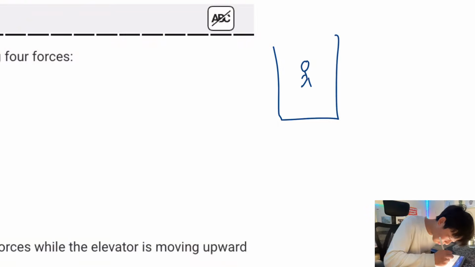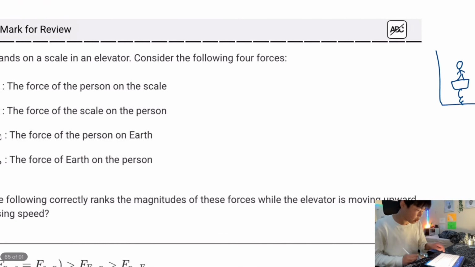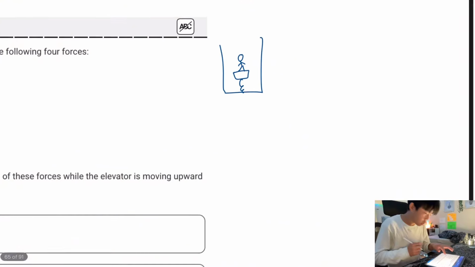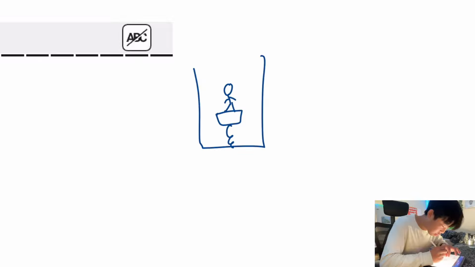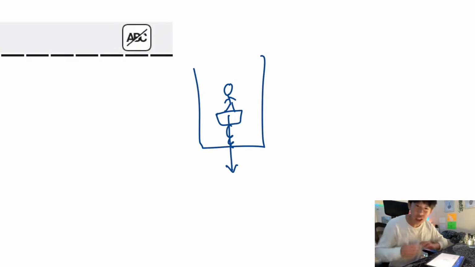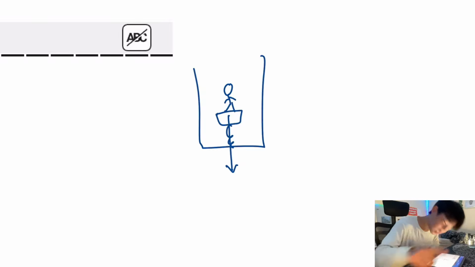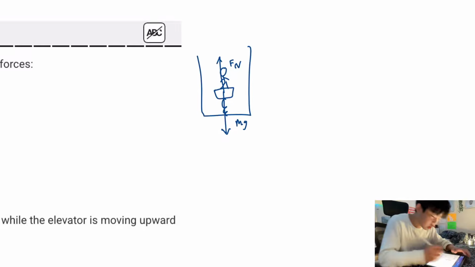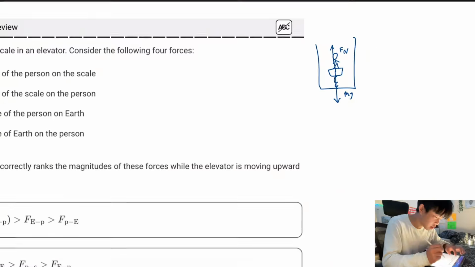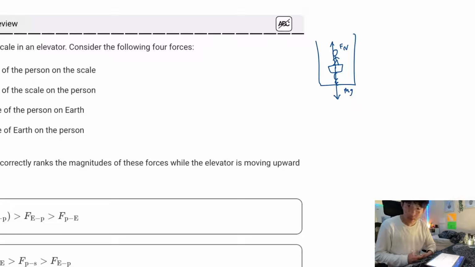We got this guy. We'll call him Daksh, because I love my Indian brothers out there. So he's going to have two forces. We don't really care about the force of the scale on the earth. That doesn't really matter. So there's going to be the force of him on the scale, which is going to be mg. And then we have the force of the scale pushing back on him, which is going to be Fn. There's going to be two forces, one of them Fn and one mg. So when he's standing still, Fn is going to be equal to mg.